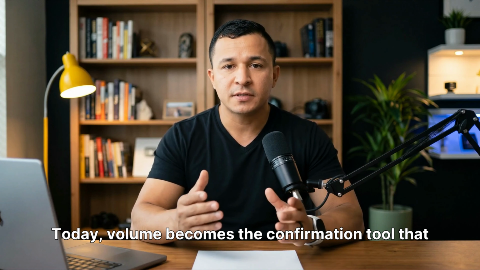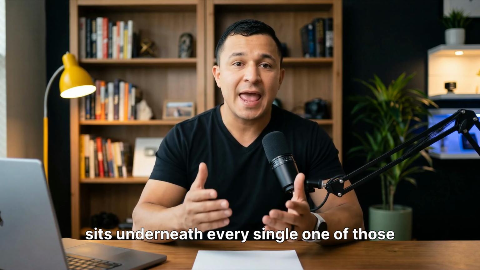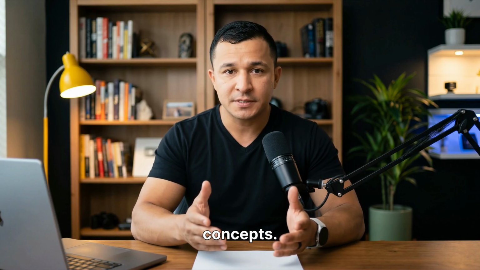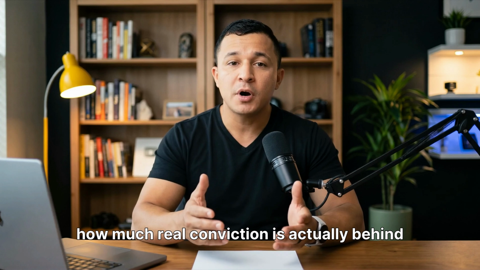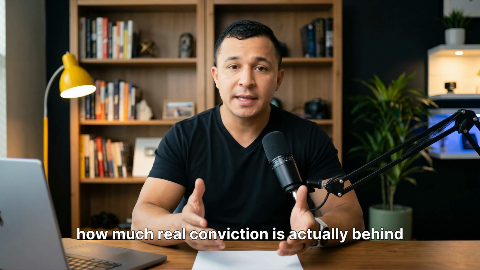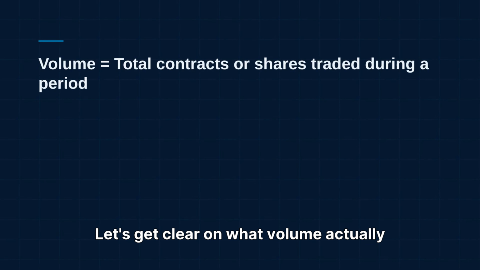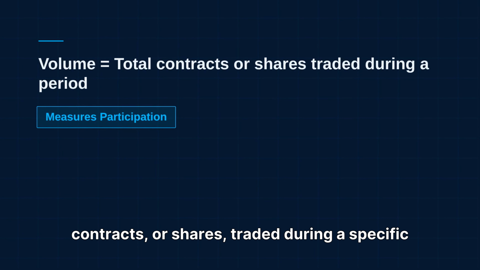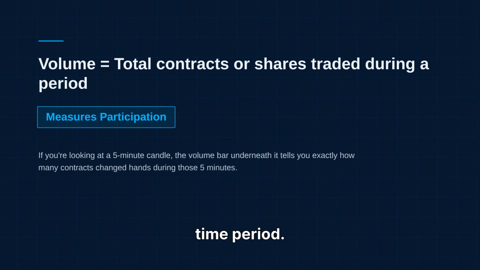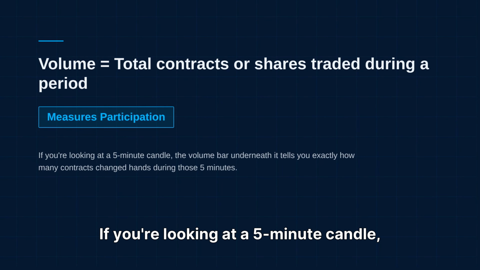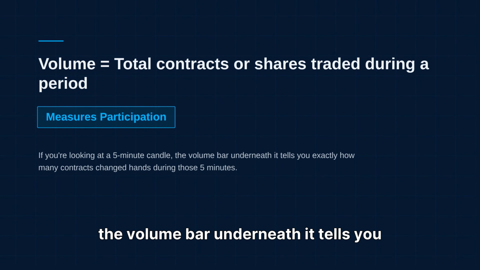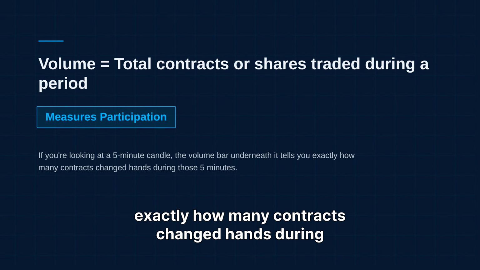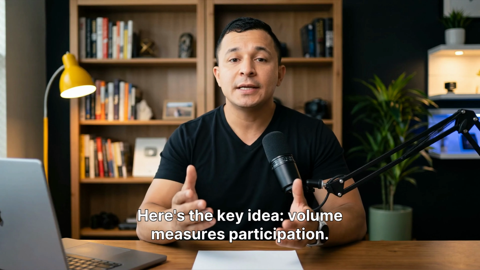Today, volume becomes the confirmation tool that sits underneath every single one of those concepts. It's the missing piece that tells you how much real conviction is actually behind any move you're looking at on any of those 5 tools we've already built together. Let's get clear on what volume actually measures. Volume is simply the total number of contracts or shares traded during a specific time period. If you're looking at a 5-minute candle, the volume bar underneath it tells you exactly how many contracts changed hands during those 5 minutes.